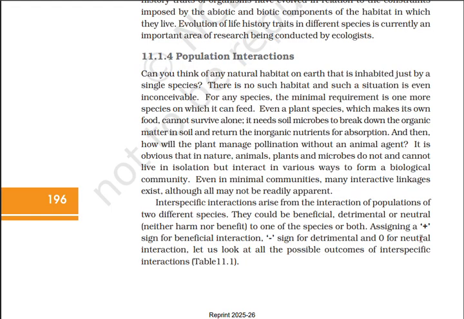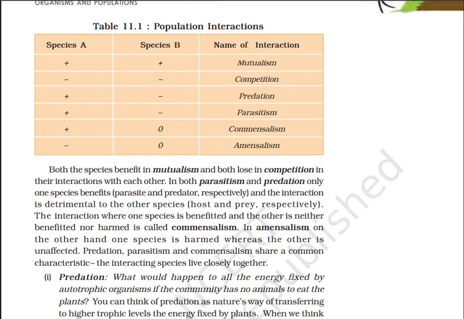Let us look at the possible outcomes of interspecific interactions. Both species benefit in mutualism and both lose in competition in their interactions with each other. In both parasitism and predation, only one species benefits, the parasite and the predator respectively, and the interaction is detrimental to the other species, the host and prey respectively. The interaction where one species is benefited and the other is neither benefited nor harmed is called commensalism.